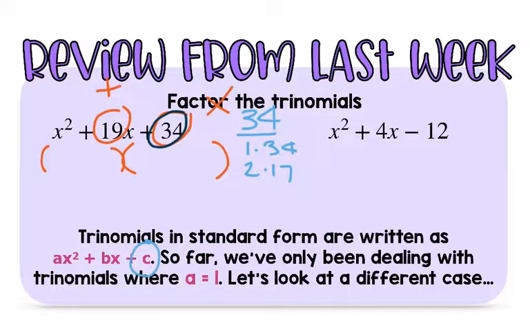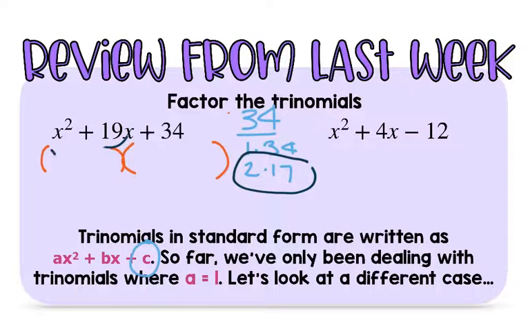And then we're going to choose the one that would also add to get me to 19, which obviously would be 2 plus 17, where both the 2 and the 17 are positive. So now I'm going to come back to my parentheses and fill that in. x plus 2, x plus 17.